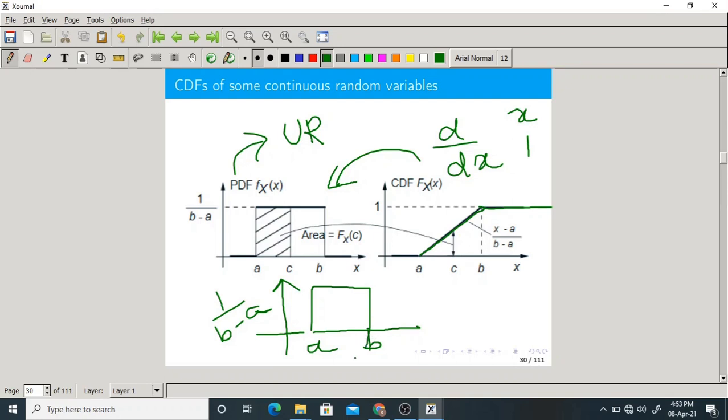Okay. So if you have the PDF, by integration you can get the CDF. By differentiating the CDF, you can get the PDF. Okay. So they are a two-way process. If you know one thing, you can find out the remaining thing, or vice versa. If you know the PDF, you can get the CDF and vice versa.